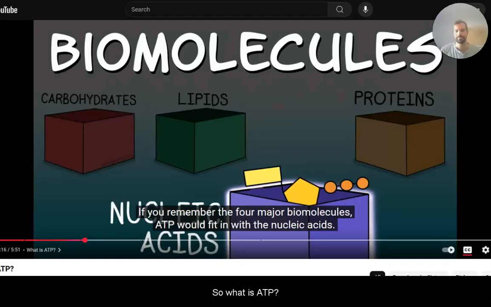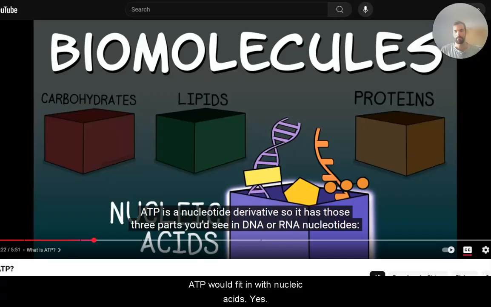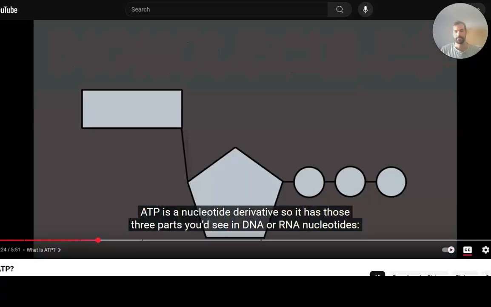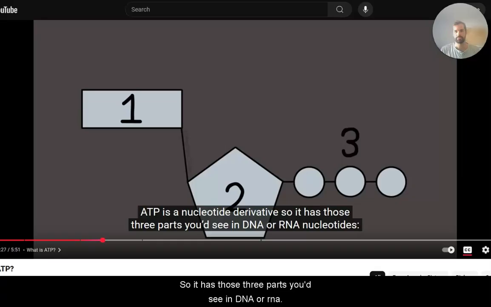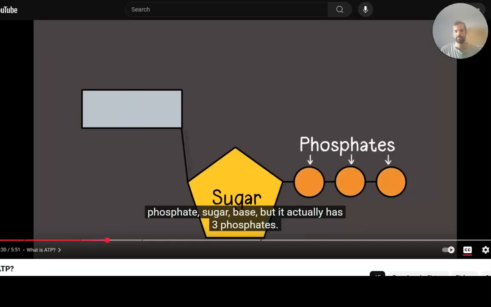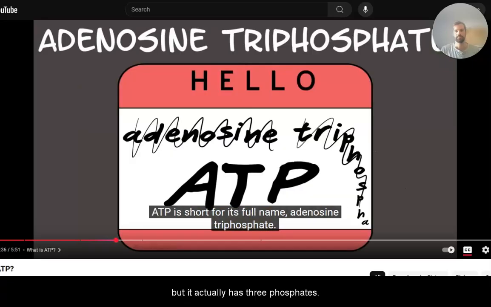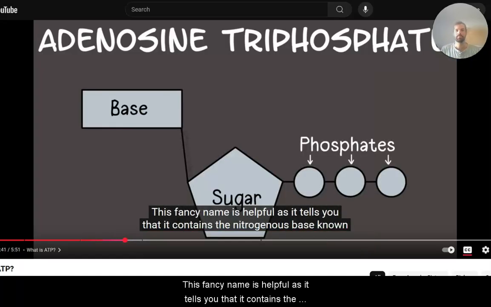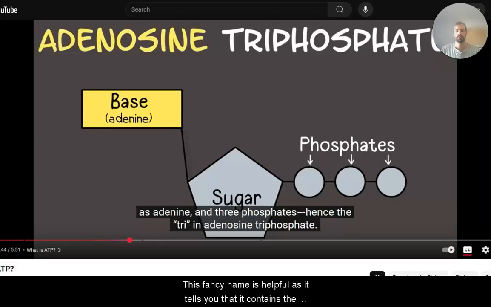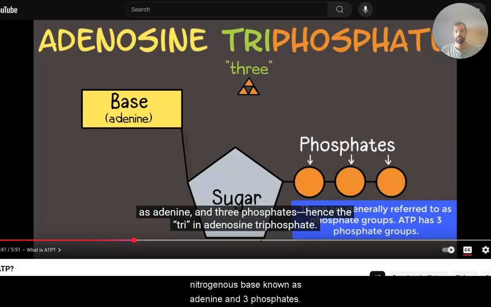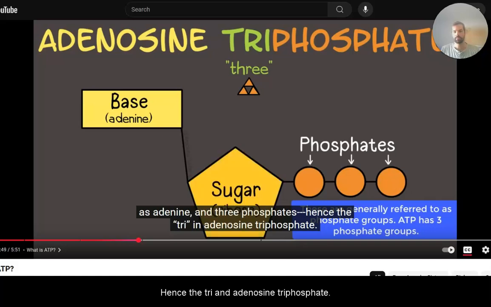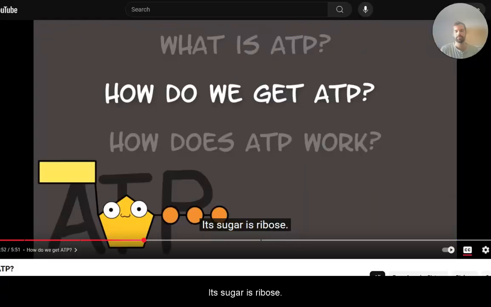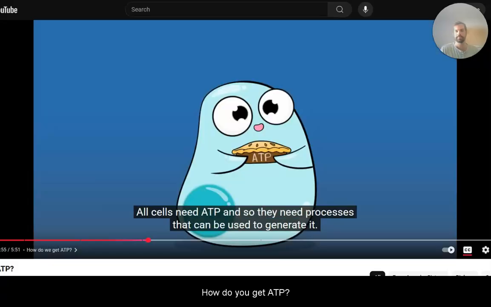So what is ATP? If you remember the four major biomolecules, ATP would fit in with nucleic acids. Yes, like DNA and RNA. ATP is a nucleotide derivative, so it has those three parts you'd see in DNA or RNA nucleotides: phosphate, sugar, base, but it actually has three phosphates. ATP is short for its full name, adenosine triphosphate. This fancy name is helpful as it tells you that it contains the nitrogenous base known as adenine and three phosphates, hence the tri in adenosine triphosphate. Its sugar is ribose. How do you get ATP?